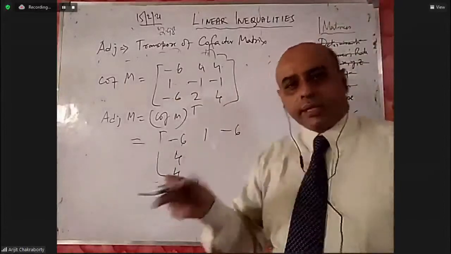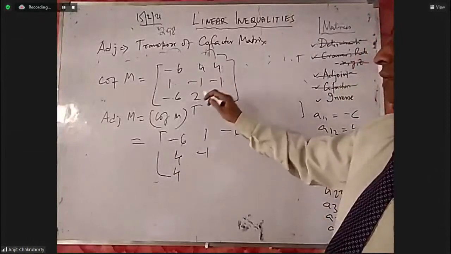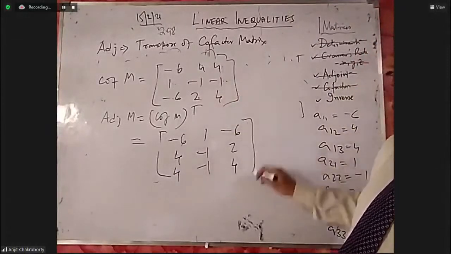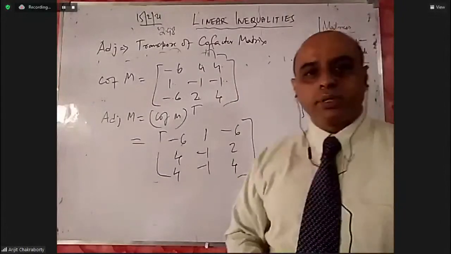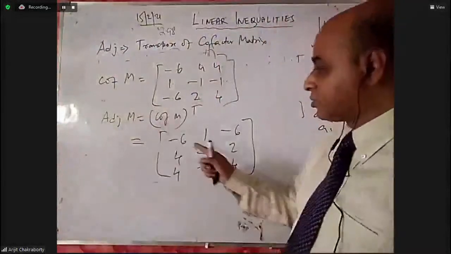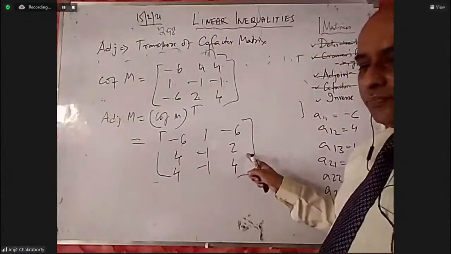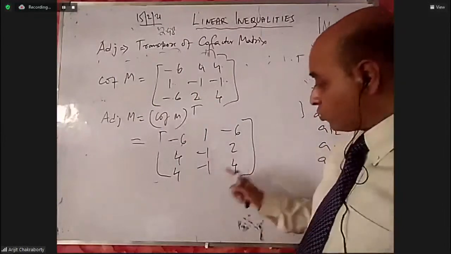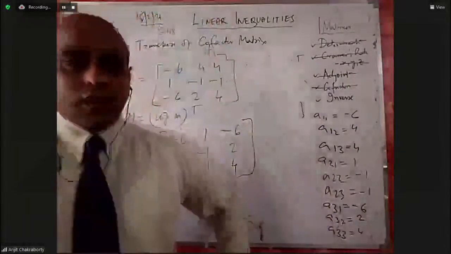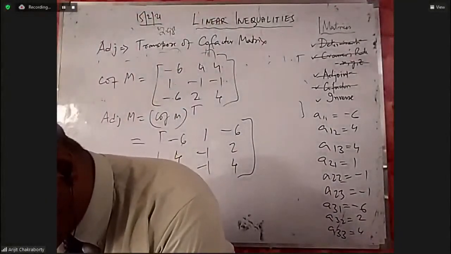The element on the diagonal will remain as it is. This -1 remains as it is. This -1 comes down. The 2 goes up here and 4 remains as it is. So as per my working out, I don't know whether I made a mistake or not, but my answer comes to -6, 1, -6, 4, 1, 2, and 4, 1, 4, 1, 4. Okay. This is how we create the adjoint, and this is the toughest of this chapter, no question about it.